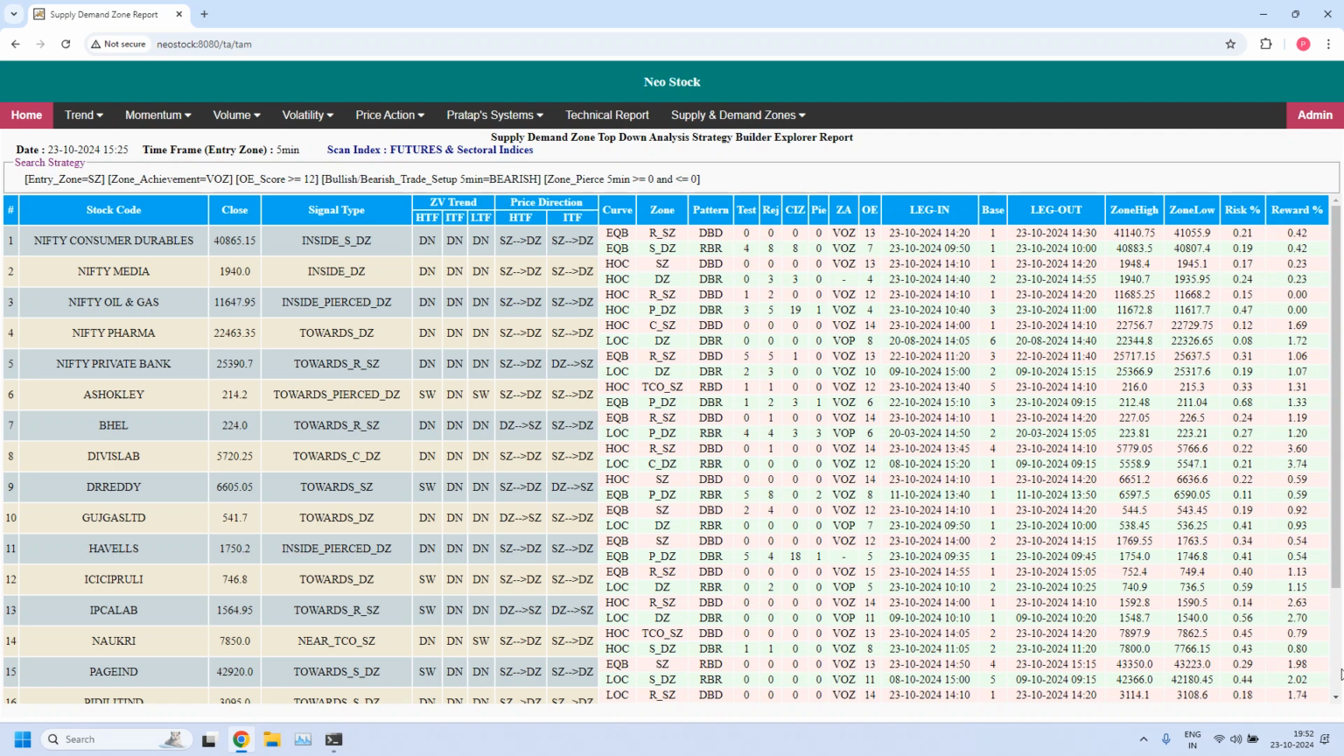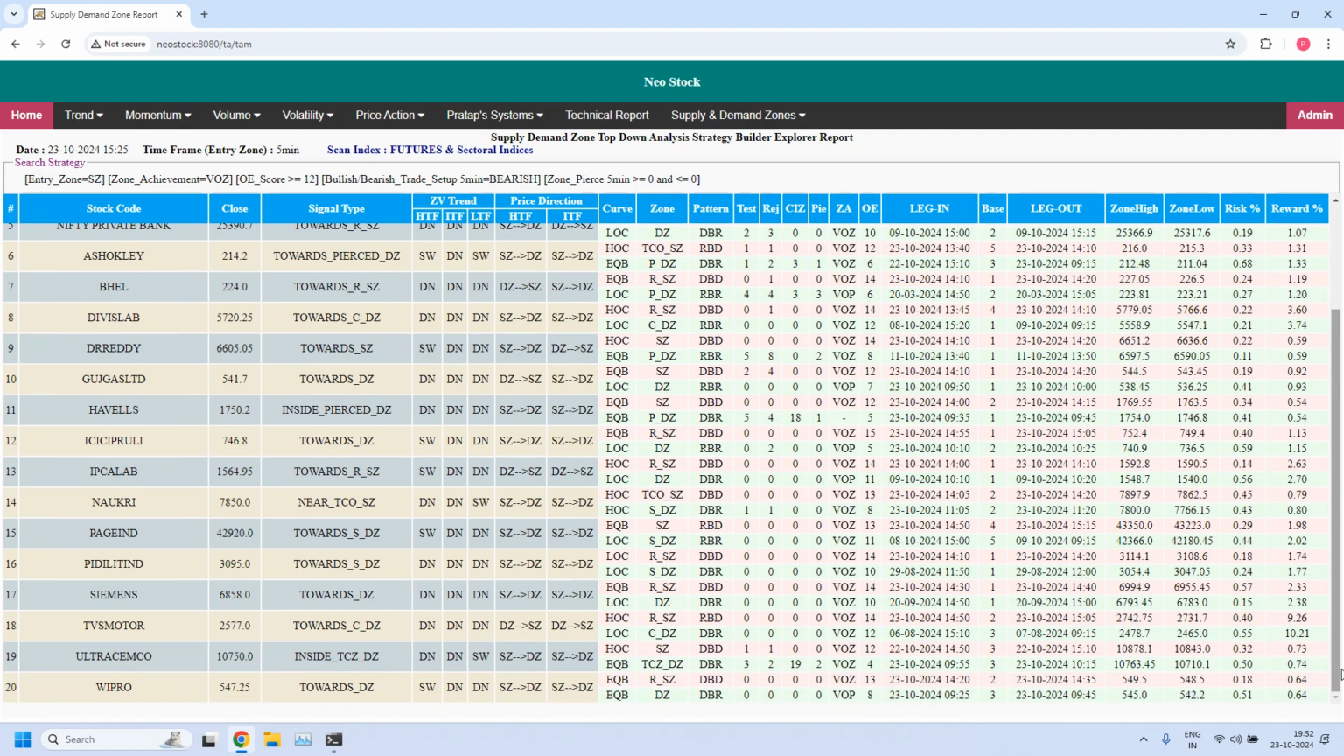These are the first 15 stocks. I'm scrolling the list down. So total 20 stocks are filtered. All these 20 stocks are currently supporting bearish trade setup for hourly income trade. Entry time frame 5 minutes. Entry zone, supply zone. Let's verify any of these supply zones are having high probability setups.